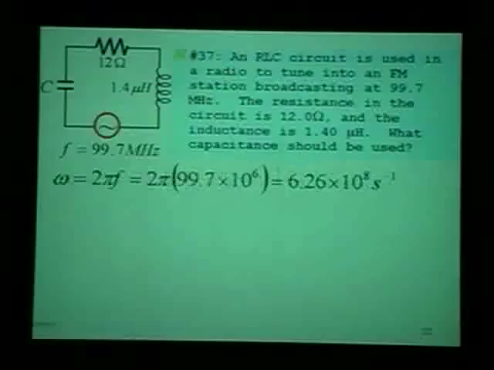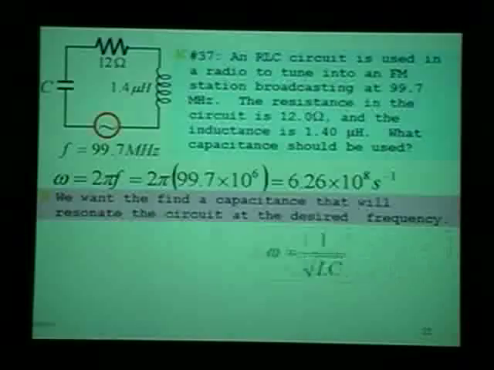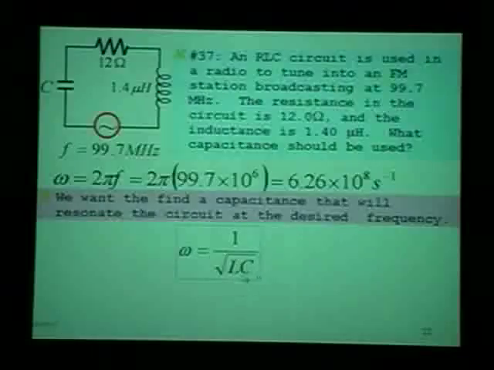Angular frequency then would be 2 pi times that frequency. 2 pi times 99.7 times 10 to the 6 is 6.26 times 10 to the 8 per second. We want to find a capacitance that will resonate the circuit at this desired angular frequency, and that would be the angular frequency equal to 1 over the square root of the inductance times capacitance.